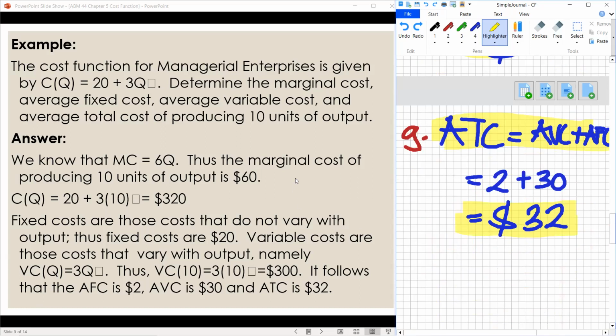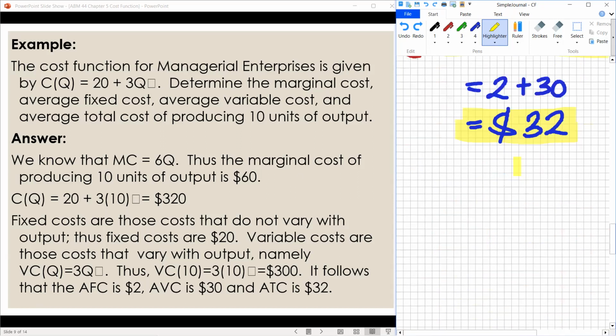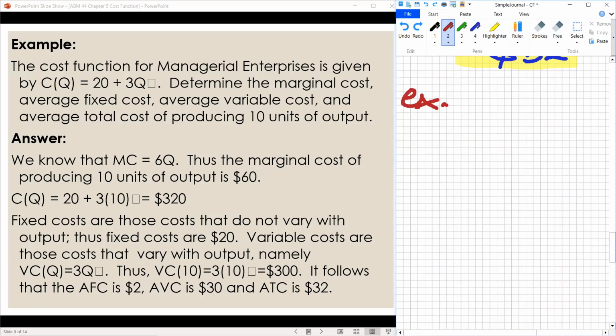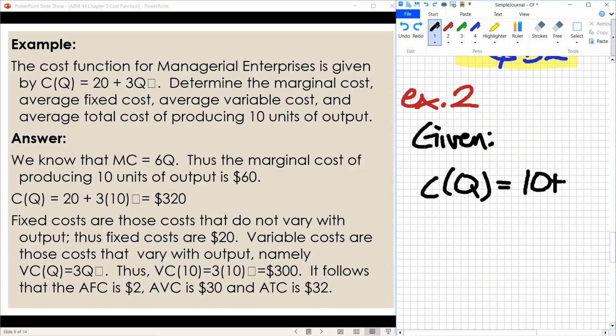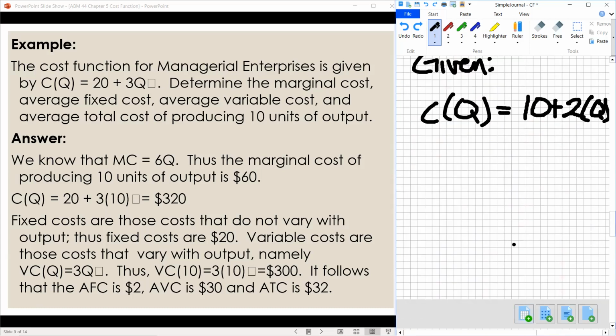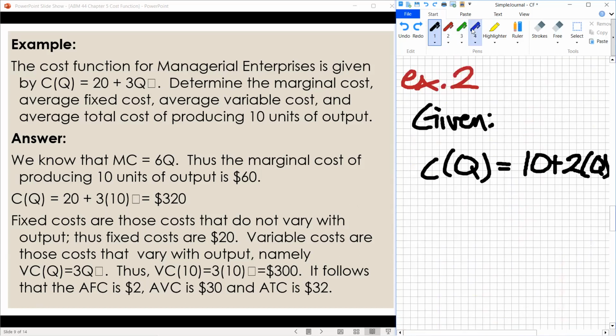So that's how you get the cost function. So let's try to have another example. Example 2. What if we'll have, okay, I'll put given here. So the given would be a cost of a given quantity, you'll have 10 plus 2Q. So we need to solve first for the marginal cost. So again, exercise 2 na ta. So first, we need to look for the marginal cost.